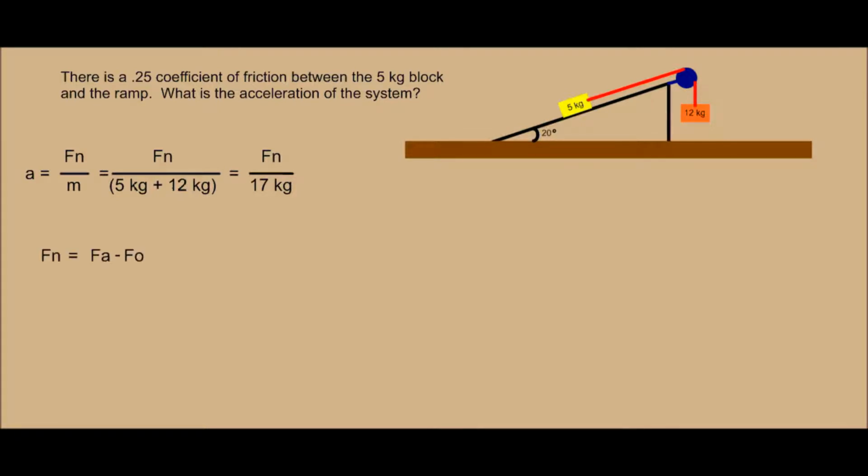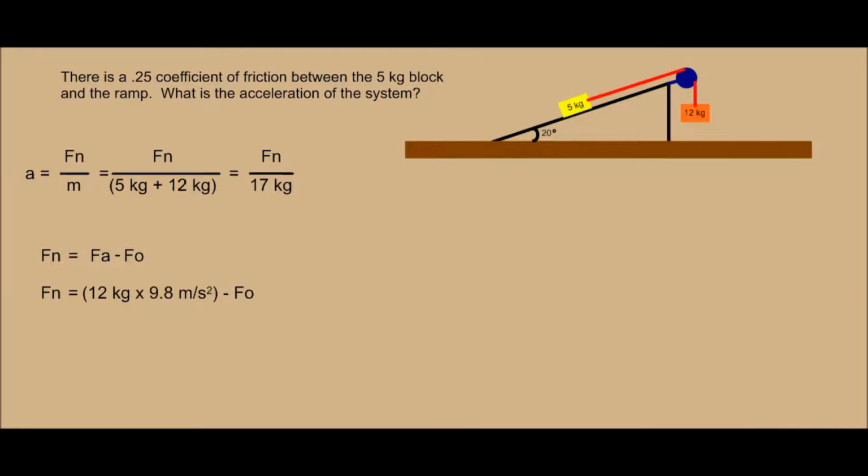All right, well, let's look at the net force. We know that the net force is equal to the applied forces minus the opposing forces on that 5 kilogram block. Now, we know the applied force is going to be provided by the force due to gravity on the 12 kilogram block because it's attached with that red rope there. The opposing forces, we're going to have to do some work to get, but let's talk about the applied forces first. Remember, the goal is to get Fn. We need Fa and we need Fo.